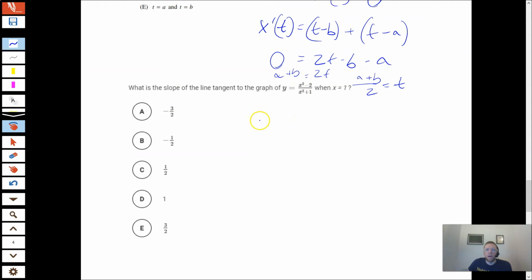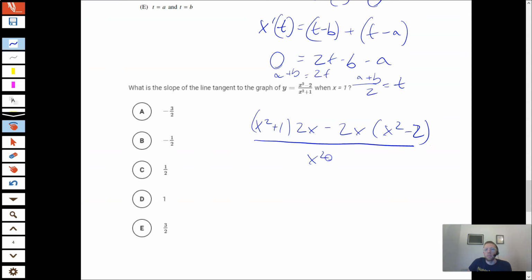What would be the bottom, x squared plus 1, times the derivative of the top, and the derivative of the top here is 2x, right? Minus the derivative of the bottom, which is also 2x, times the top, x squared minus 2. And then all over x squared plus 1 squared. Okay, and I'm going to call that y prime because it's the derivative of y. And then I'm going to simplify some.